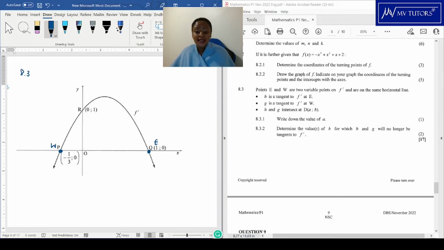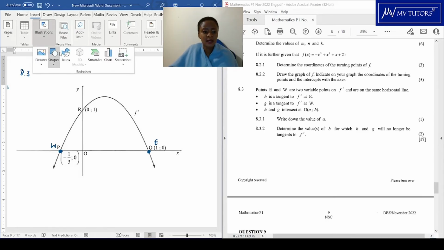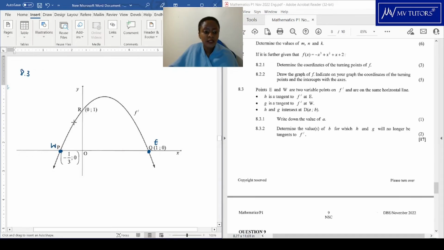So now H is a tangent to F prime at E. G is a tangent to F prime at W. Maybe this is E, because we normally start with E as we read it, okay? It doesn't matter really, unless they tell us to work it out. But yeah, so we have tangent lines, and then H and G intersect at D. All right, so for that, I'm just going to use straight lines, because if I try to draw it, I won't finish. I will want to draw it perfectly and not get to where I need to get.